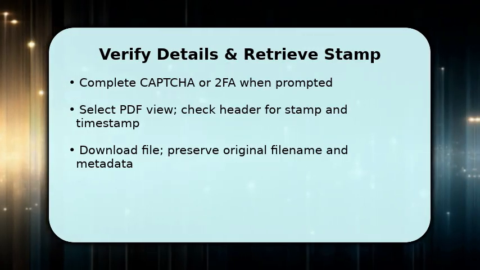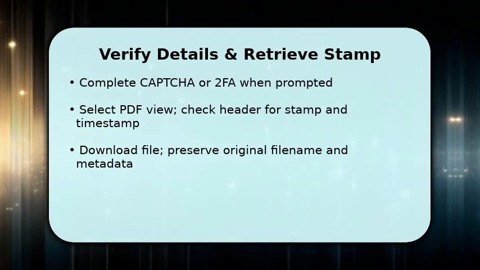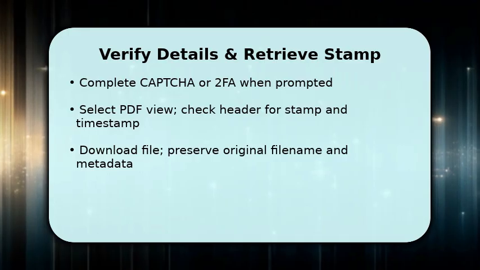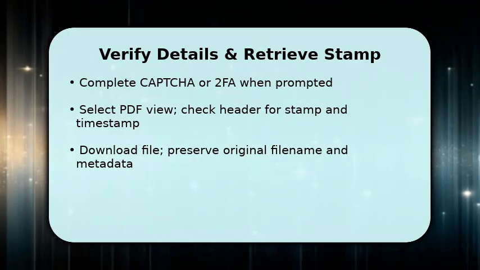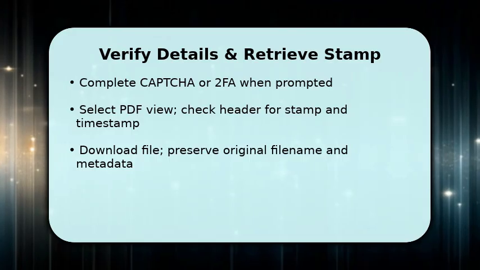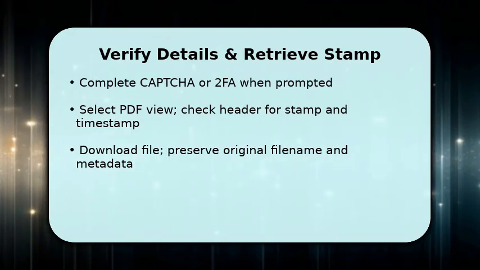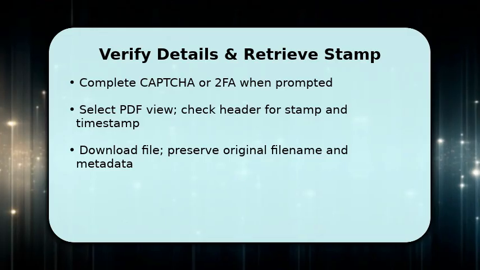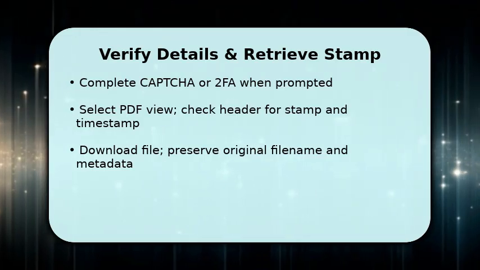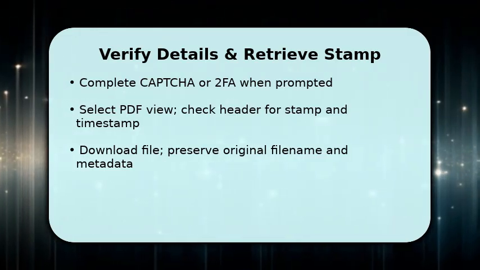After authentication, select the PDF or printable view. This displays the official stamp, timestamp, and issuing officer block. Make sure the stamp matches the report number and incident date. Discrepancies mean wrong file. Then choose Download rather than Save as to preserve embedded metadata.